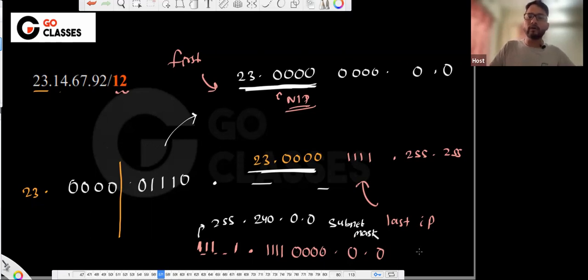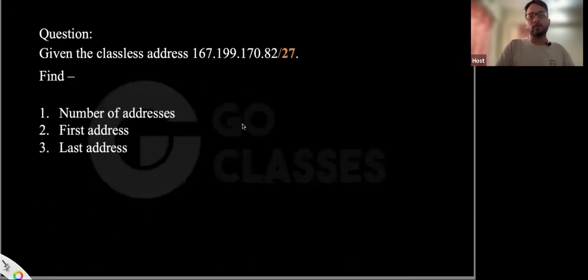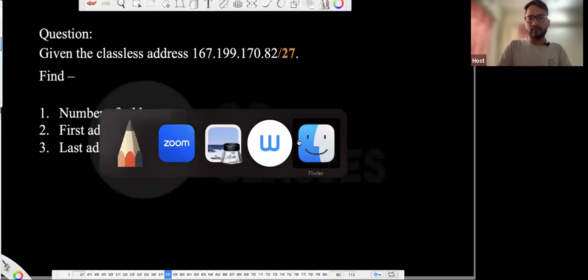How are we calculating the subnet mask? We are going for just one thing: whatever your network ID is, the initial 12 bits are all 1 and everything else is 0. That's how you can calculate the subnet mask. So let me go to the slides.